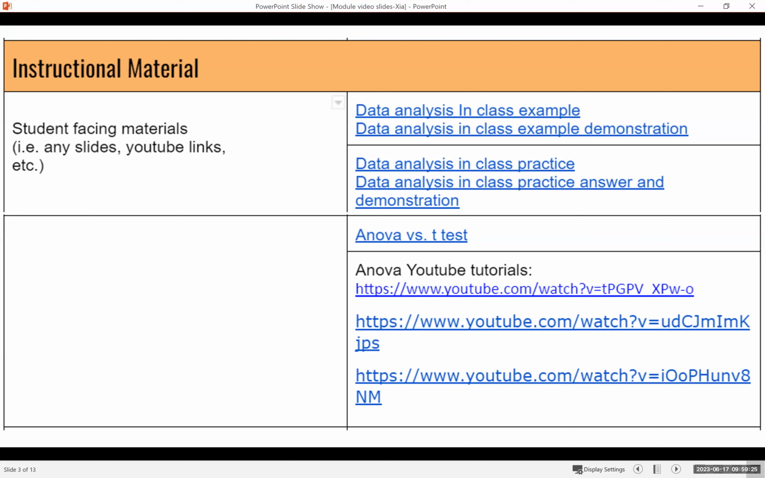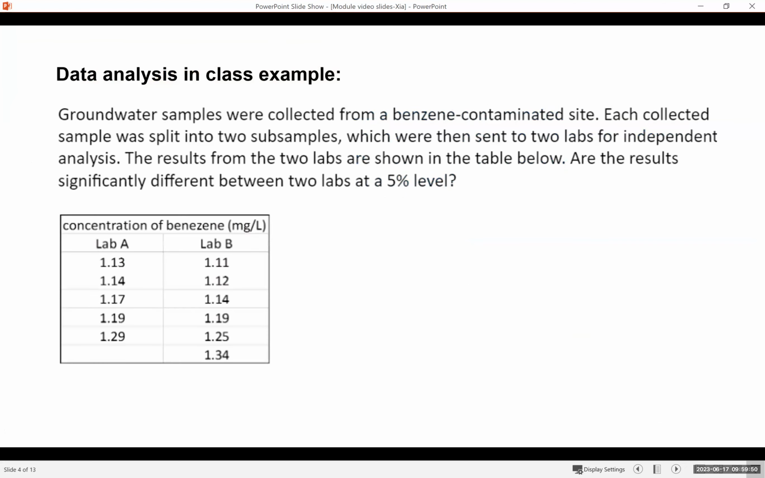doing the analysis of the data, and then they were given opportunities to demonstrate to other students what they have done and what questions they have. After this discussion, I gave them another demonstration of how to analyze the data. So this is an in-class example.